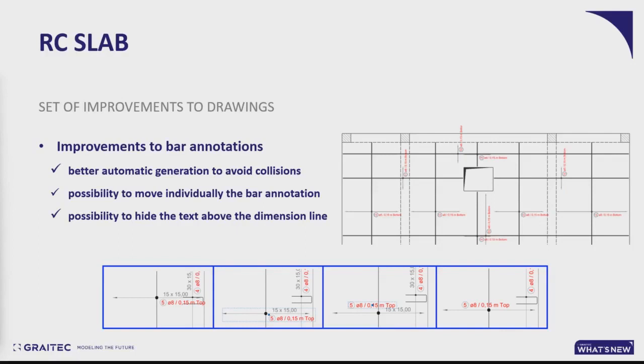And to help this, from this version, we can also easily change positions of parts of the bar description. So we can separately move the bar mark and the dimension line. We can also disable part of the description above the dimension line. So shortly, in this version, we have more possibilities to adapt drawings without using CAD systems.